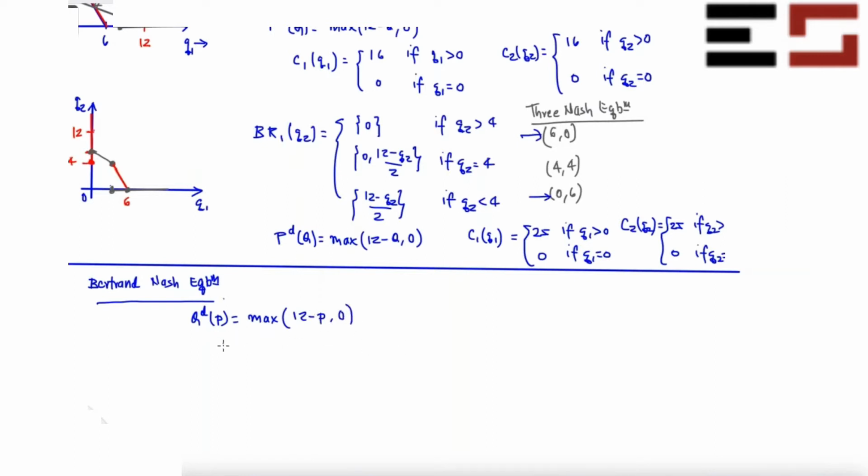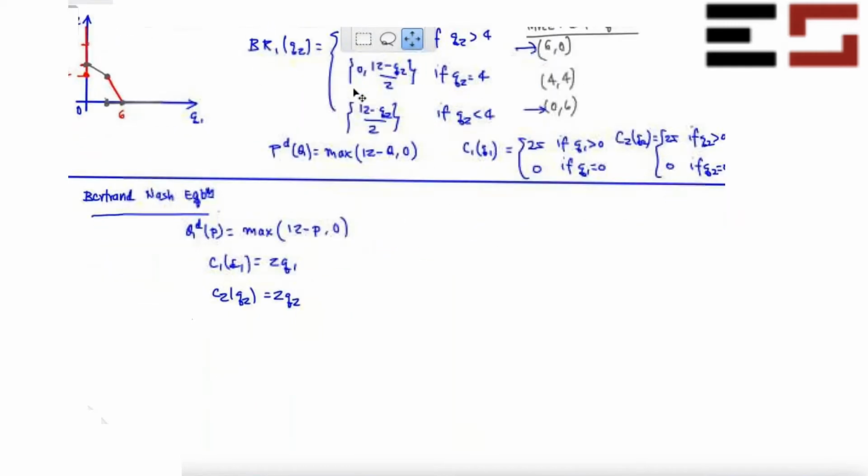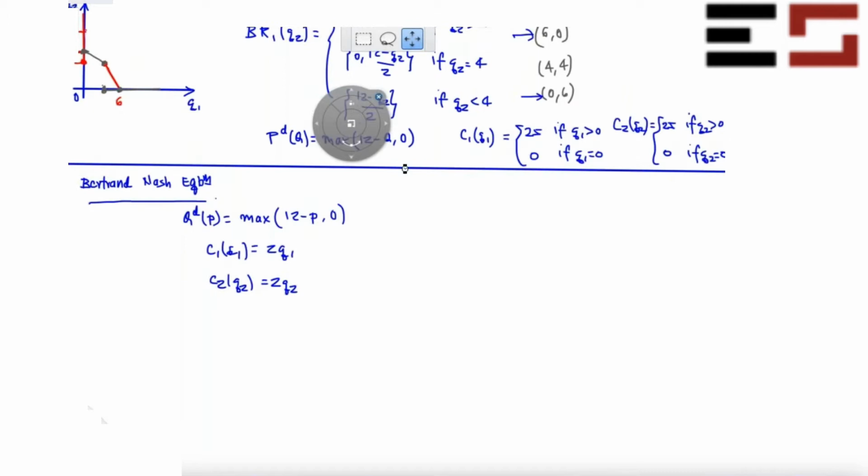Let's say the cost function C1(Q1) is 2Q1, and C2(Q2) is also 2Q2. So these are the cost functions, and they have constant marginal costs. We want to find the Bertrand-Nash equilibrium.